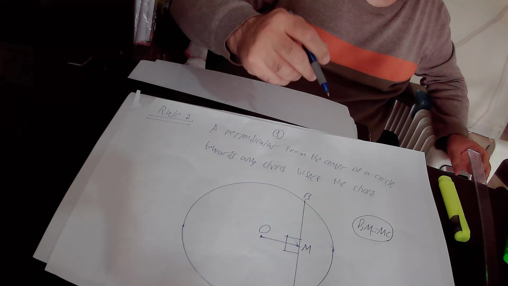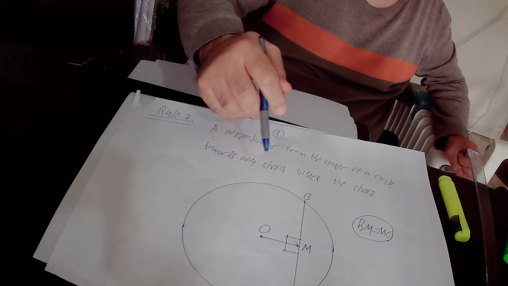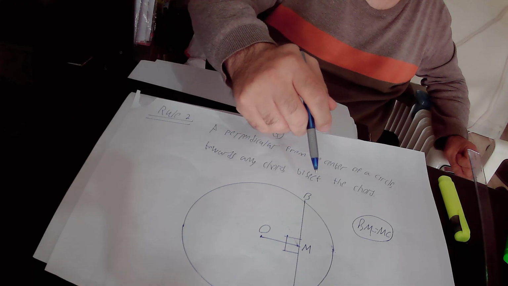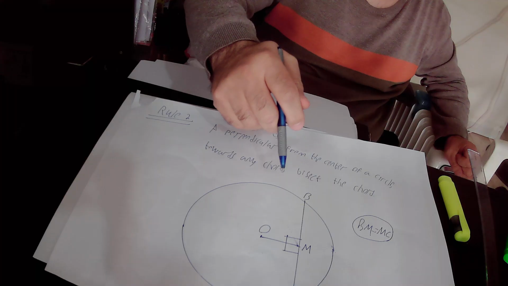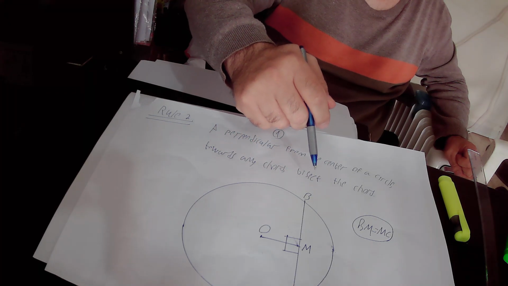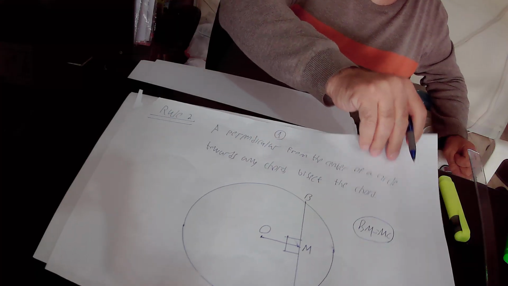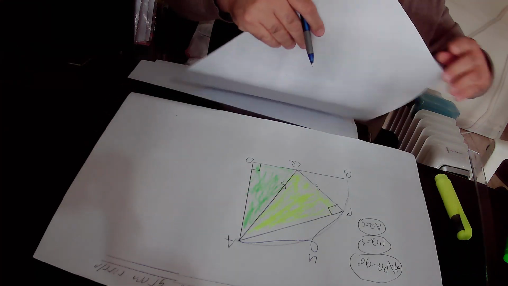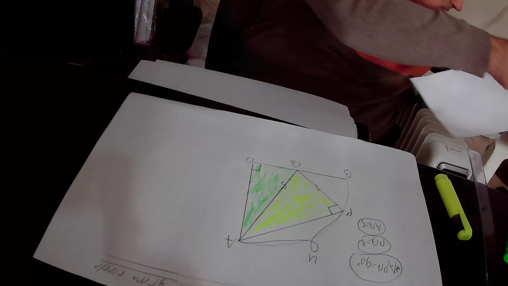So whenever you draw a perpendicular from the center of the circle towards any chord, it will bisect the chord. Here, the perpendicular OM bisects chord BC. That is to say, BM equals MC. So actually you can implement rule number 2 in our drawing.